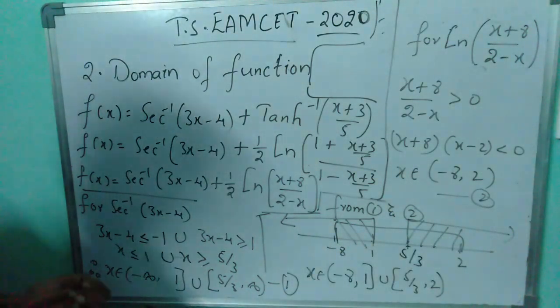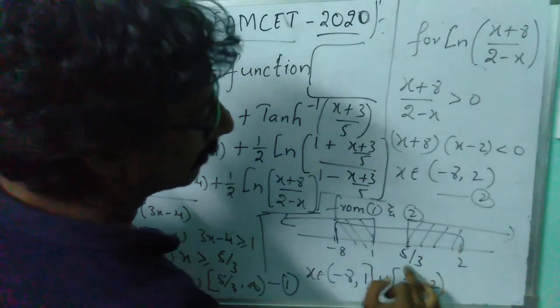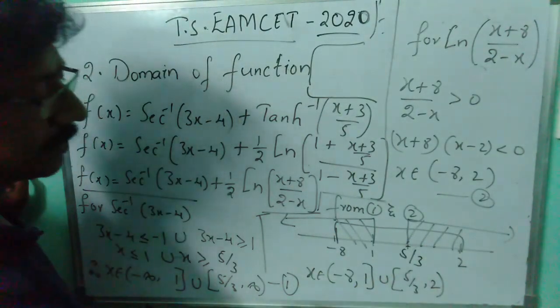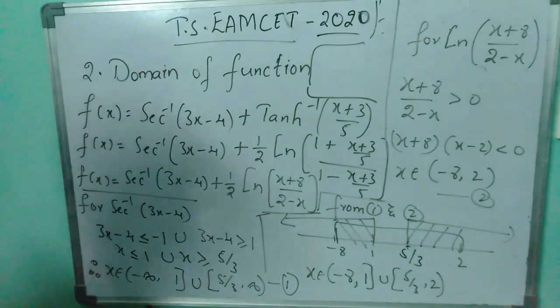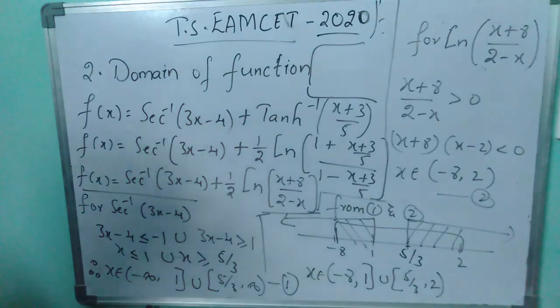Now what are the common terms here? Common terms are minus 8 to 1, and the other one will be 5 by 3 to 2. If I merge, that makes x belongs to minus 8 comma 1 union 5 by 3 comma 2. This is the final solution. Thank you.